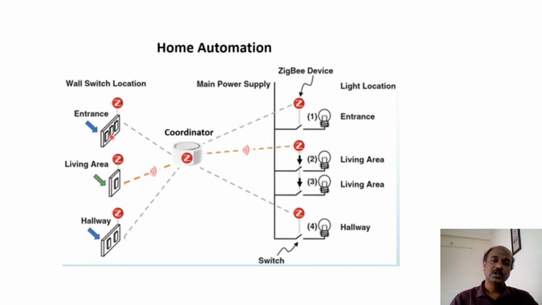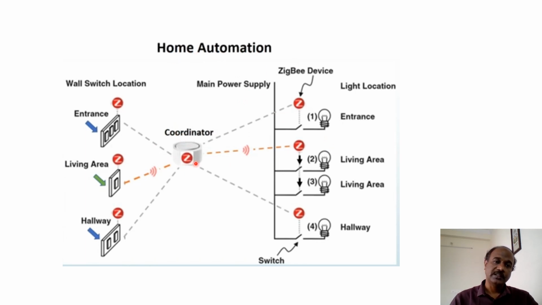Now there is no physical wiring between these switches and these lights. In our normal house, from the switch there will be wiring to the lights. But in a ZigBee enabled home automation system, there will simply be ZigBee enabled switches on the walls, but no electrical wiring between the switch and the light. So this is how ZigBee enabled home automation looks like.